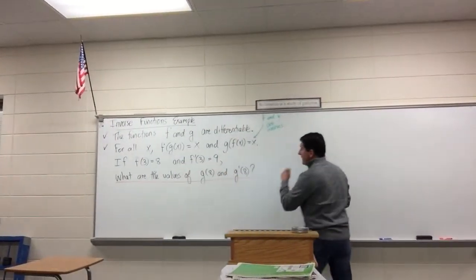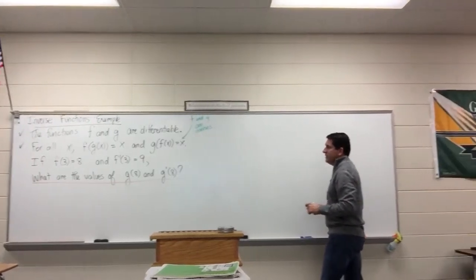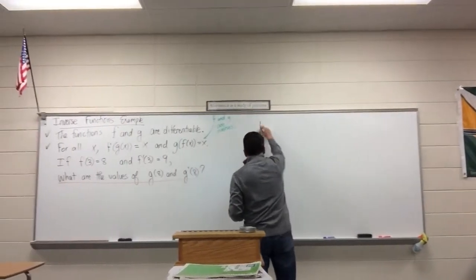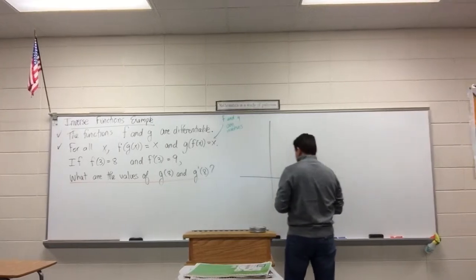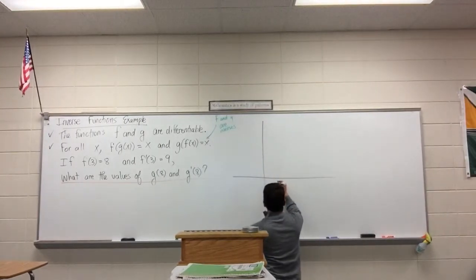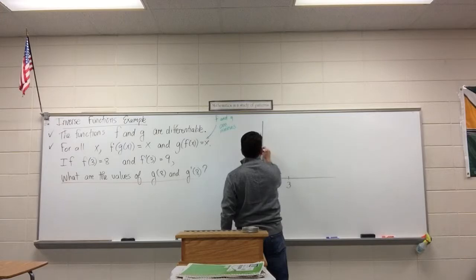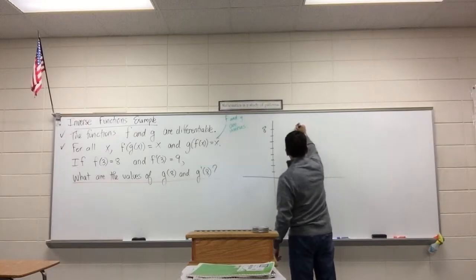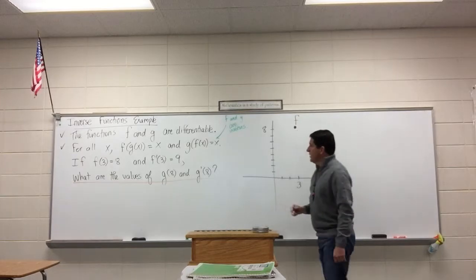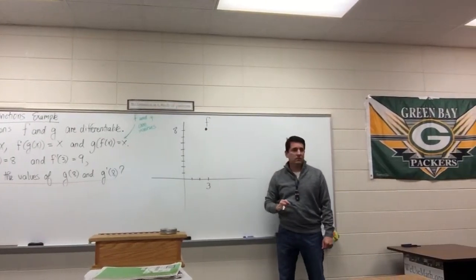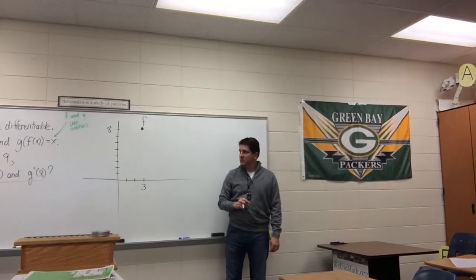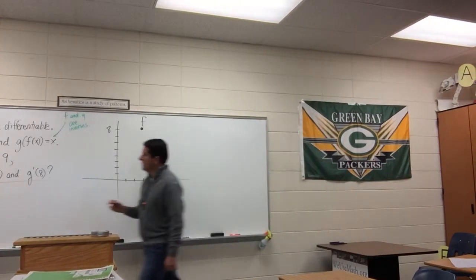The next one says if f of 3 is equal to 8 and f prime of 3 is equal to 9. Okay, we can do this. So f of 3 equals 8. That means for the f function, if you plug in a 3, you get an 8. That's this part.